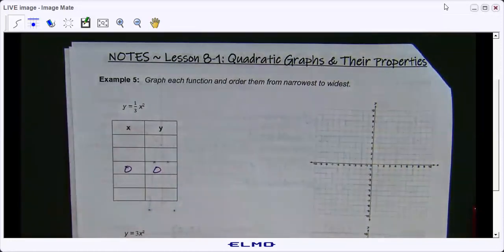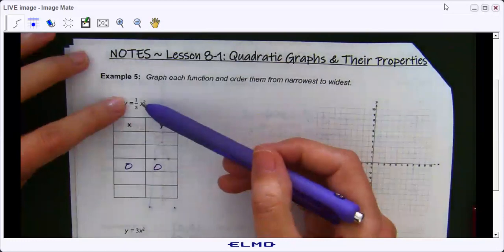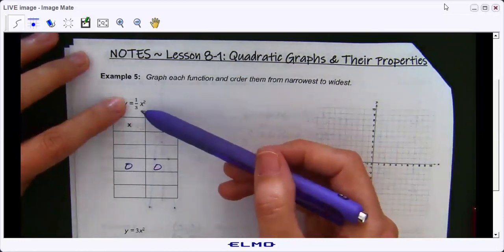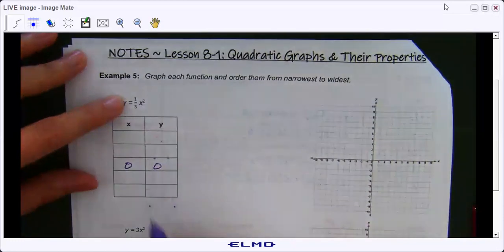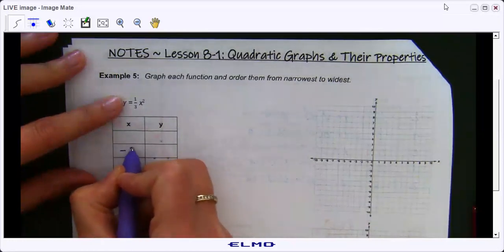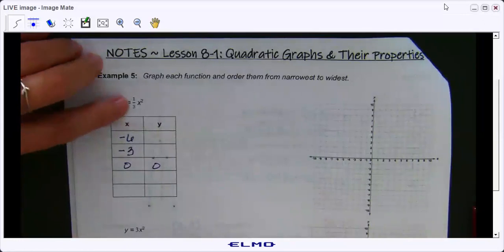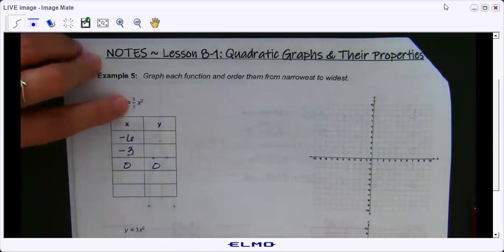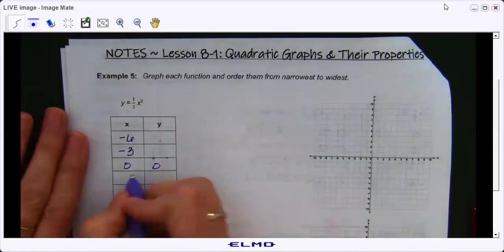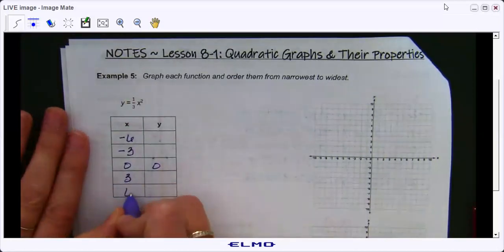Now, what I want you to do though, is I want you to choose points that make sense with your equation. So because this is a fraction, I'm going to choose multiples of 3. Okay, so I'm going to choose -3 and -6. And by doing so, that means that I'm going to get rid of the fraction and I'm going to be left with a whole number, and it'll be easier to graph. And then down here, I'm going to go with 3 and 6.